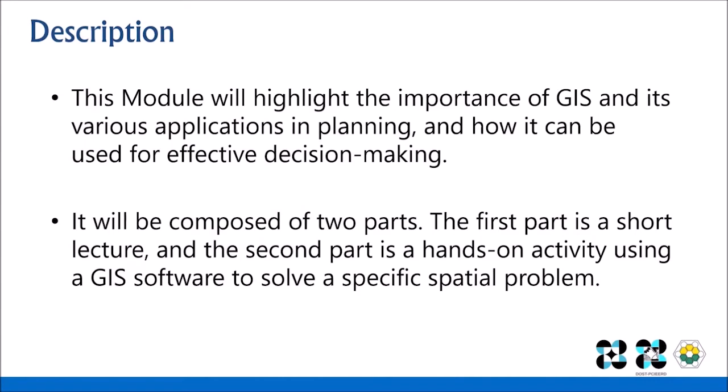Module 3 will highlight the importance of Geographic Information System in its various applications in planning, specifically urban planning, and how it can be used for effective decision making. It will be composed of two parts. The first part is a short lecture, an overview of GIS, and the second part is a hands-on activity using a GIS software to solve a specific spatial problem.